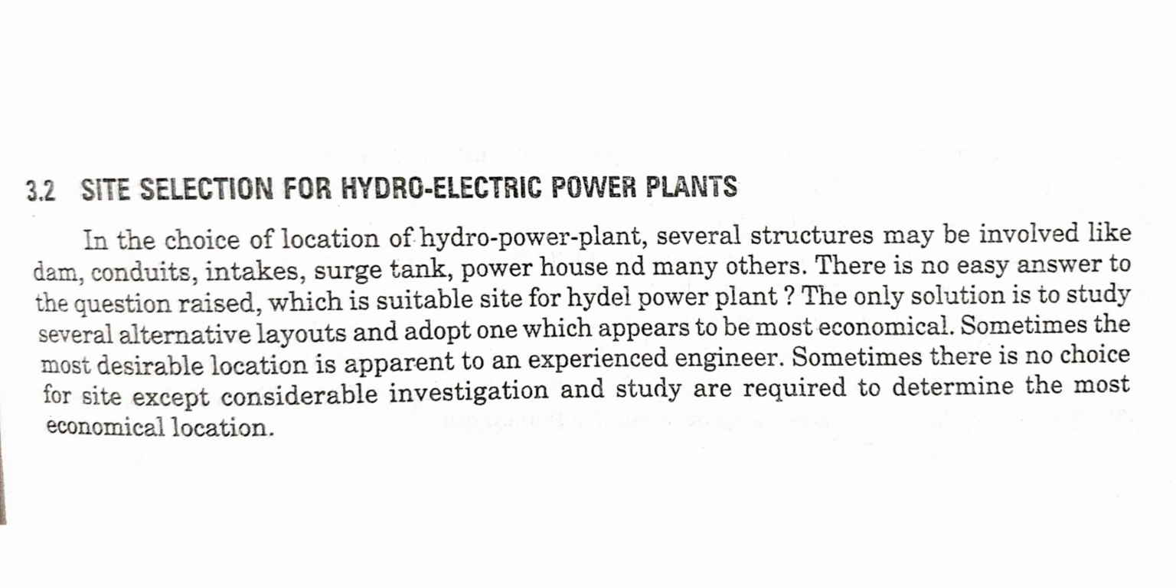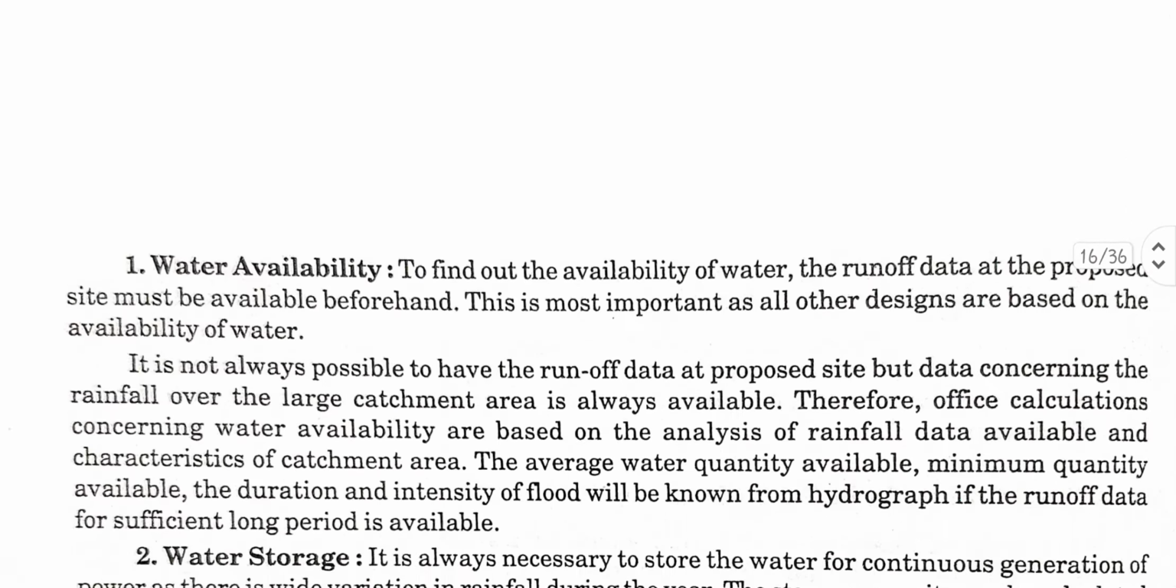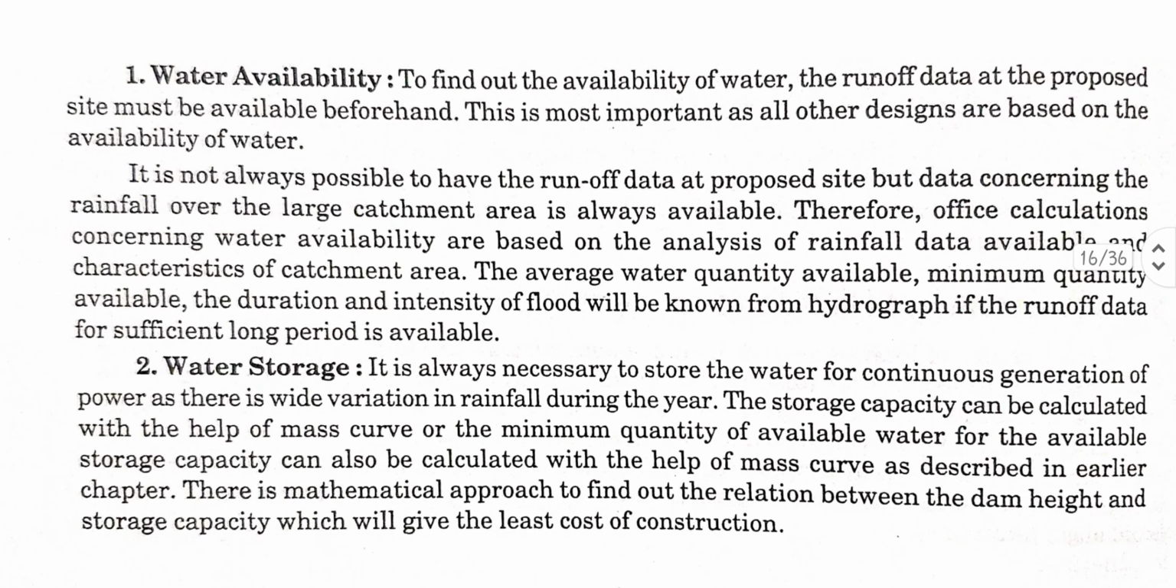So the first topic is site selection for the hydroelectric power plant. In this we first discuss water availability. To find out the availability of water, the runoff data at the proposed site must be available beforehand. This is most important, as all other designs are based on the availability of water.